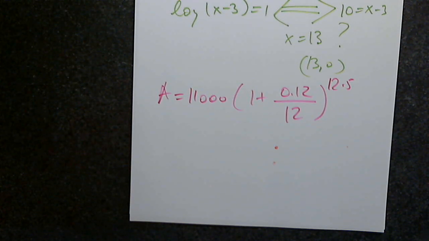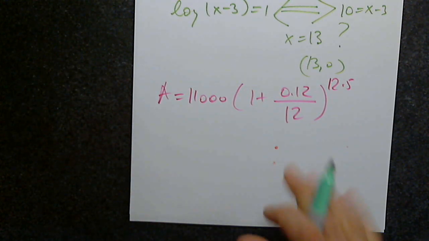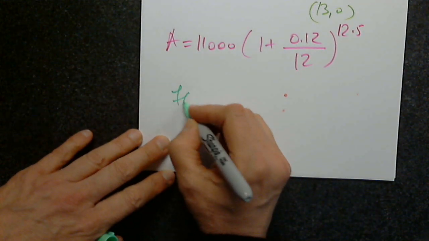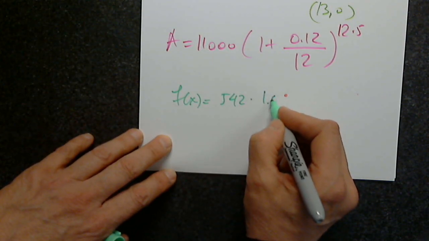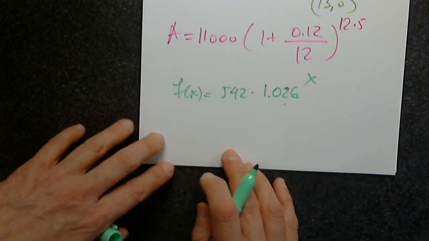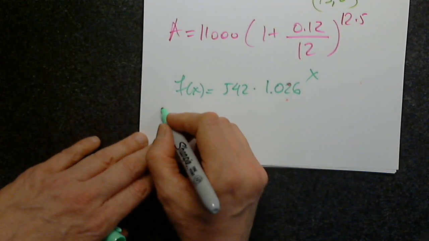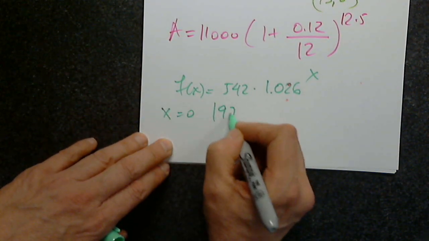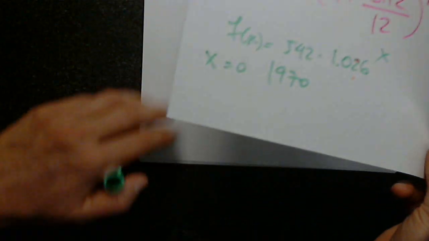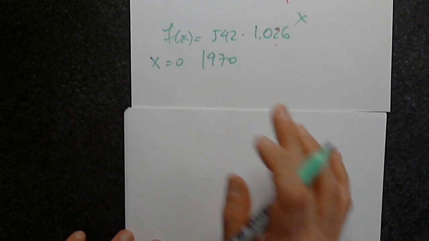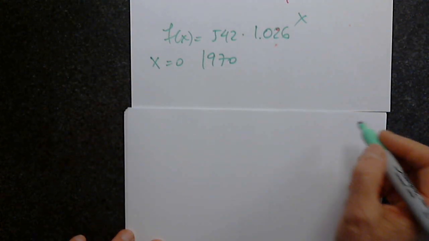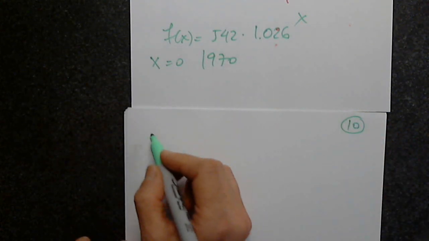Find the country's population, and what appears to be happening to the population of the country every 27 years. We are given f of x equals 542 times 1.026 raised to x, x years after 1970, so x equals 0 means 1970. They're asking what happens in 1970, 1997, 2024, and 2051. So what does that mean? What are we asked to do?